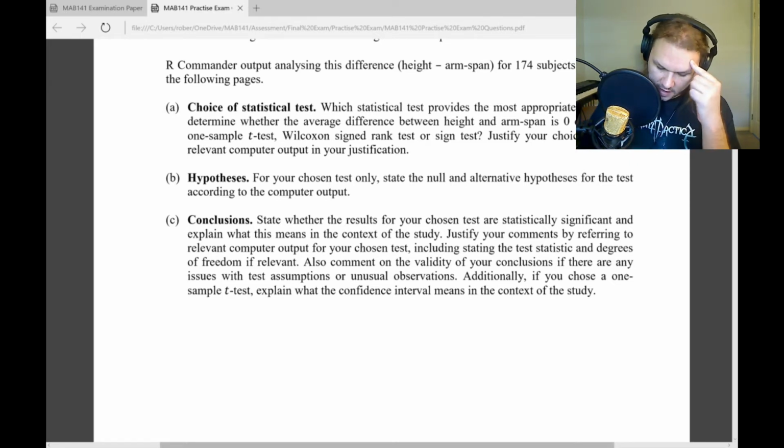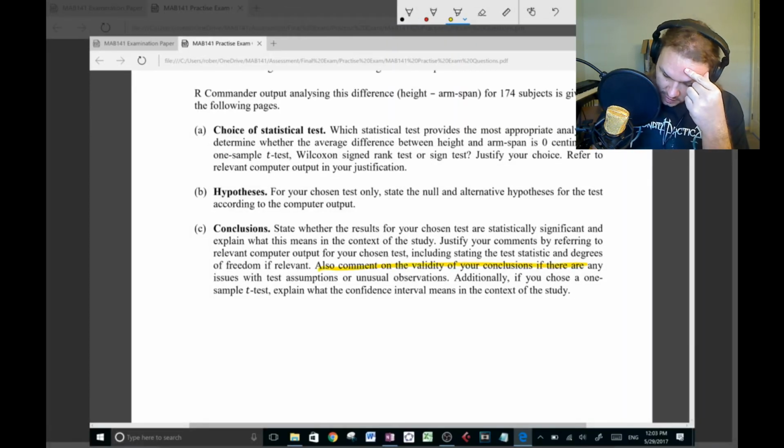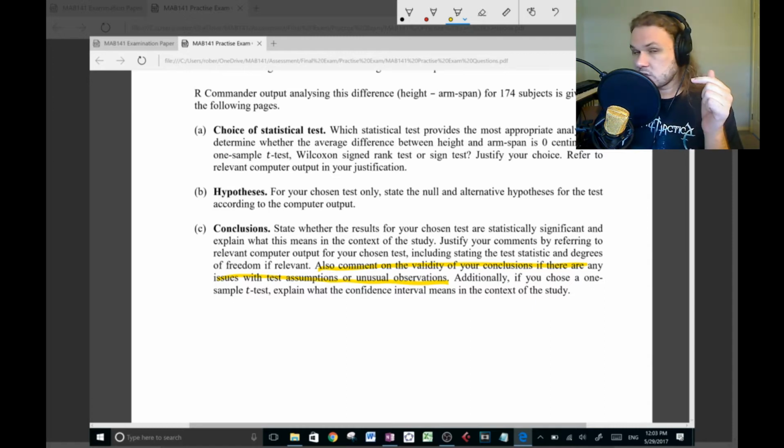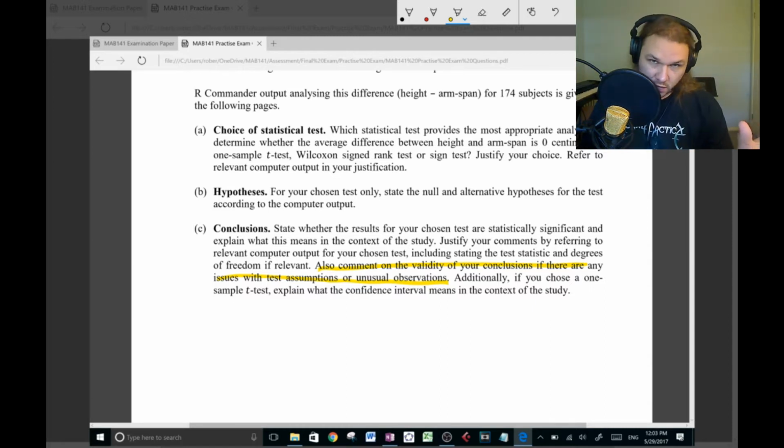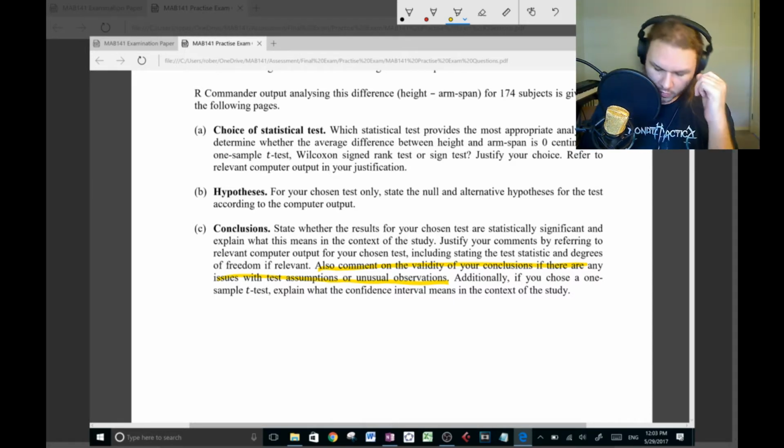Now it says here, also comment on the validity of your conclusions if there are any issues with test assumptions or unusual observations. I'd expect you to do that if you went with the one sample t-test, because you've gone with a bit of a risk here. You'd say, well, there's a possibility that these unusual observations have skewed the result slightly, so we need to take this result with caution. If you've gone with the Wilcoxon-Stein rank test, you don't need to worry about it there, because you've dealt with that by going with a weaker test.